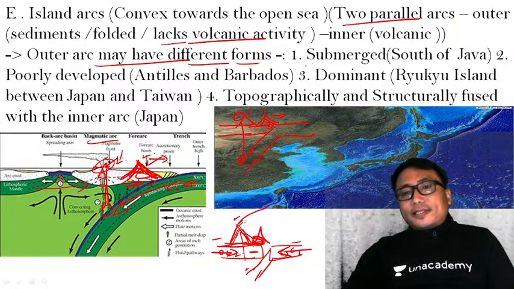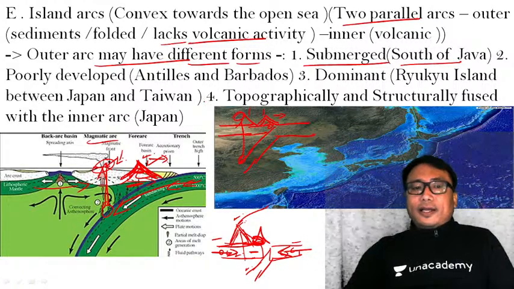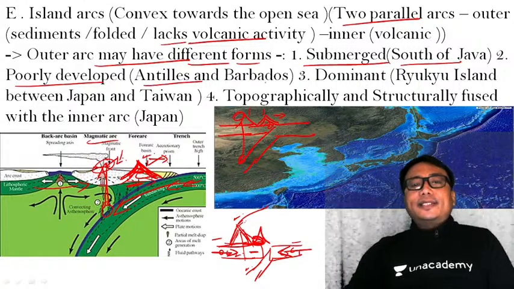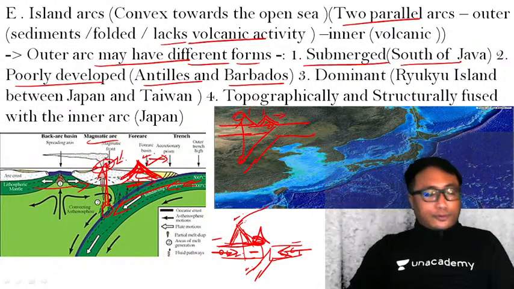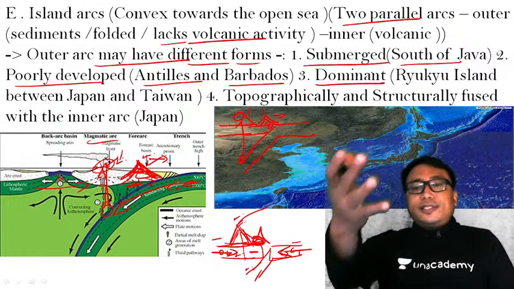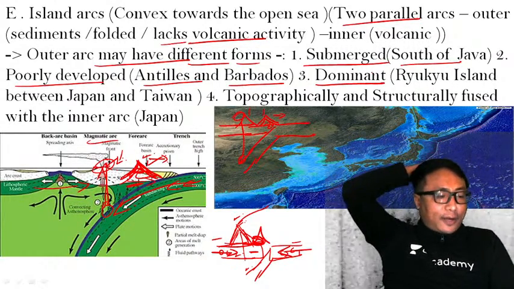One, it may be a submerged form, and this you will find in south of Java. Number two, it may be poorly developed. Example, Antilles and Barbados. Third one, it may be very, very dominant, which you can see. That is Ryukyu Island between Japan and Taiwan.